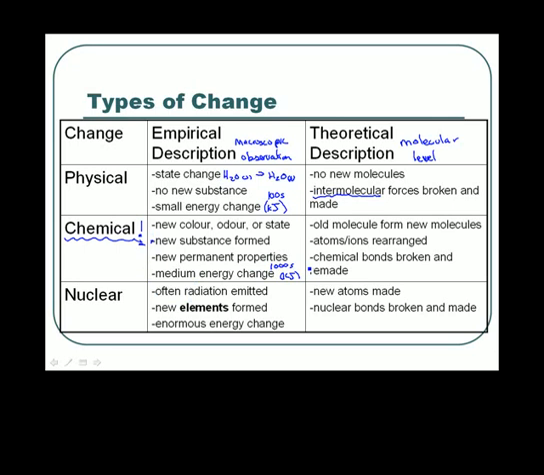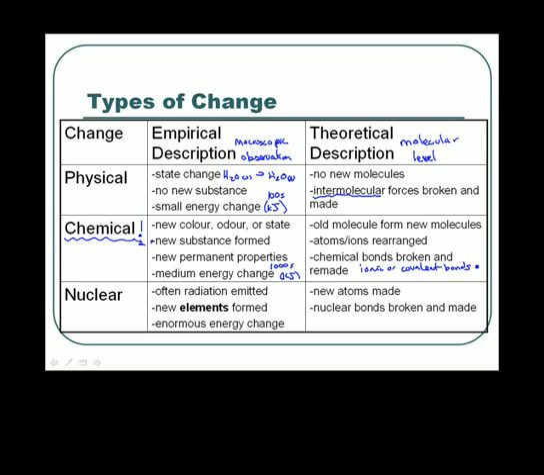In terms of the theory, we're saying that old molecules are breaking and forming new molecules. So what's happening is the atoms are changing their arrangement. Some of the atoms that used to be together are separating from each other and joining with other atoms. The chemical bonds are broken and they're remade. So these are usually either ionic or covalent bonds that are broken. These are the bonds we're talking about when we talk about chemical changes.